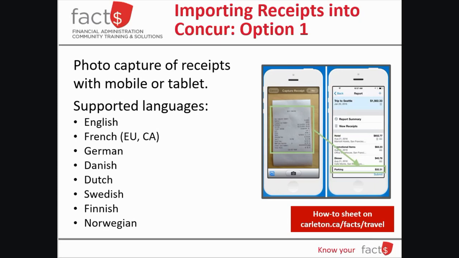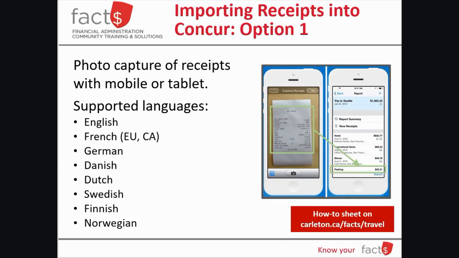I mentioned early on that I would talk about additional ways of getting receipts into Concur. So you can import receipts into Concur, photo capture of receipts with a mobile or tablet if you've downloaded the app. Supported languages are English, French, German, Danish, Dutch, Swedish, Finnish, and Norwegian. The Concur app uses optical character recognition to pull information from your receipt and create an expense line in the system. It also attaches a photo of the receipt to that expense line so you don't have to scan the receipt. You can easily add them to reports.